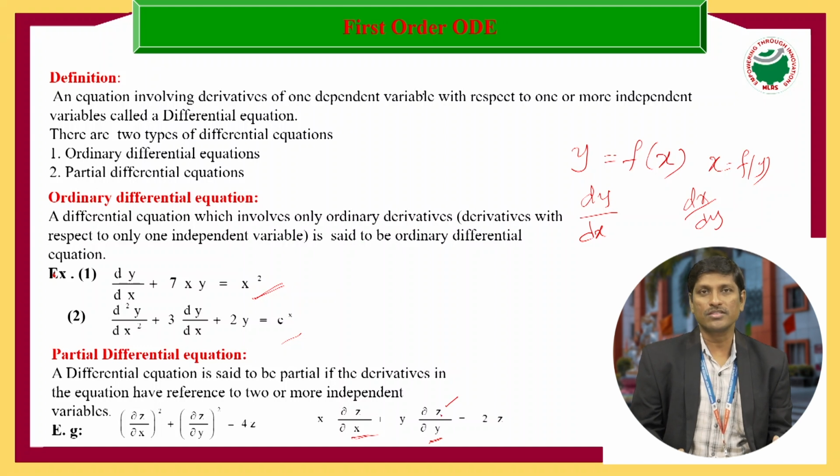So this is about the classification, or simply the types of differential equations. The thing is only one. Ordinary means one independent variable, and partial means more than one independent variable. It may be two, or three, or four, or more. More than one, simply we say, is a partial differential equation.